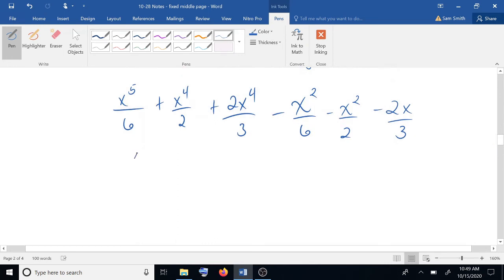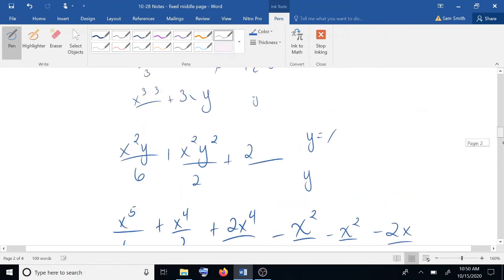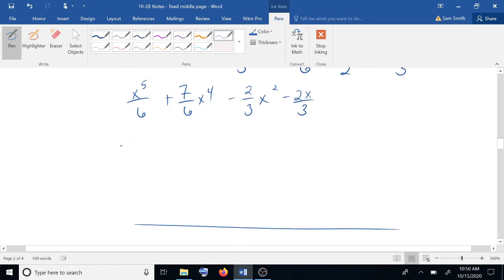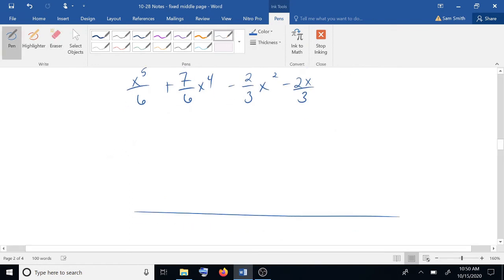So for example, we have x to the 5th power over 6. We have what looks to be 7 over 6 x to the 4th power, and then x squared. It looks like we're going to have negative 1 minus 3 minus 4 over 6, or negative 2/3, x squared, and minus 2x over 3. All right, almost there. The only thing that's left for us to do is to integrate with respect to x. So let's finish this with the outer integral.